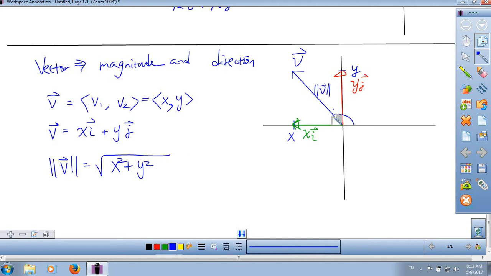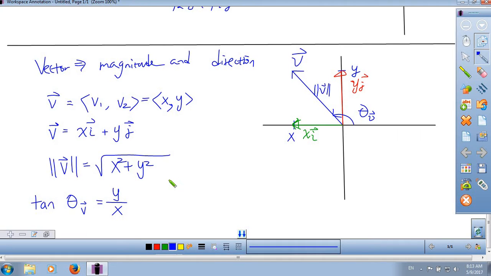Now, what about the angle? Let's go ahead and call this angle theta, theta v, the angle of vector v. So how do I determine theta v? Basically, what we know is that the tangent of theta v will be equal to y over x.